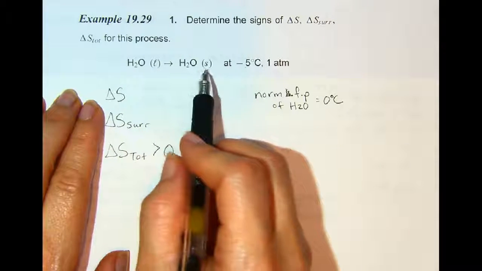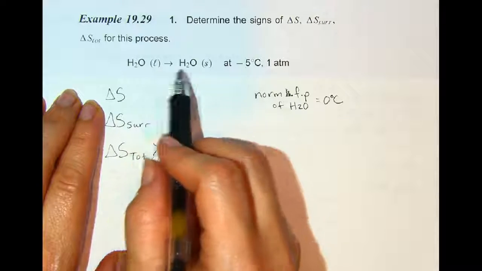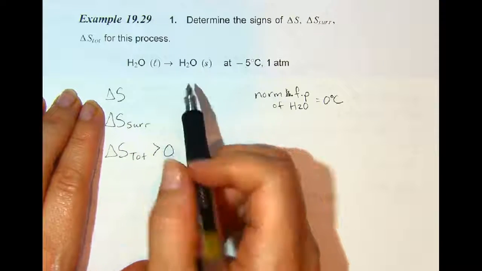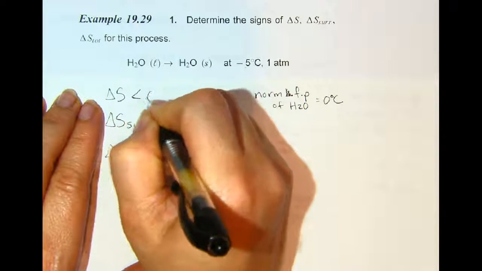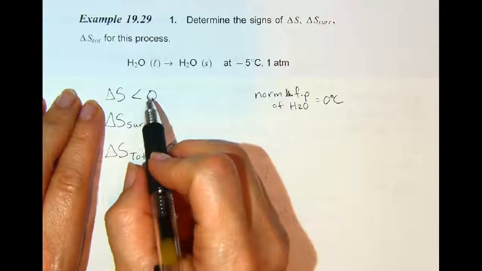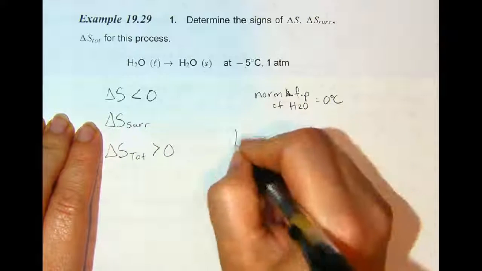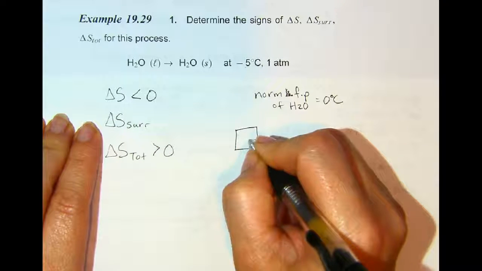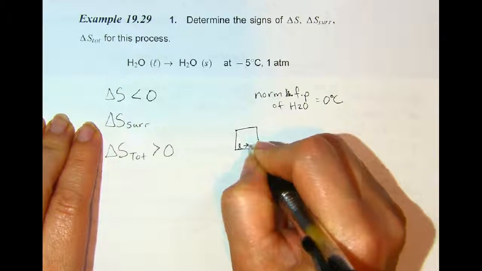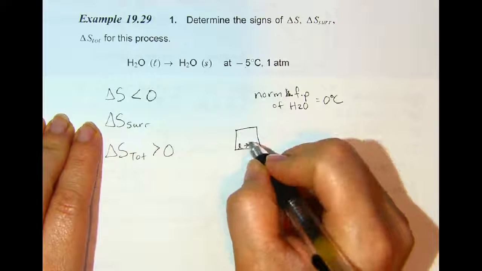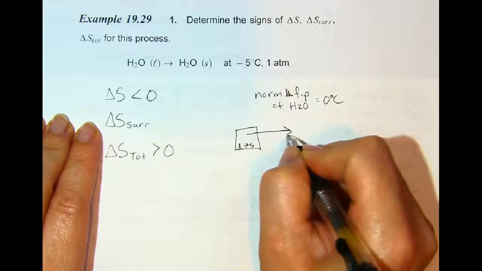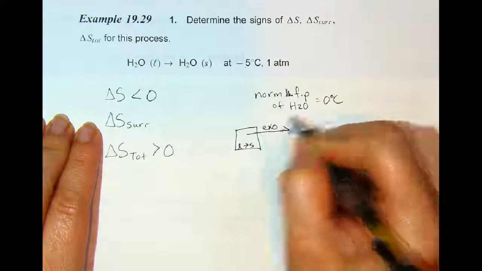Secondly, we're changing from a liquid to a solid. That means it's becoming more organized or more orderly. And so for my system, the entropy is decreasing. It's becoming more ordered. Now for the surroundings, here's my system, and in order to change from a liquid to a solid, the liquid is going to have to release heat. And so this is an exothermic process.